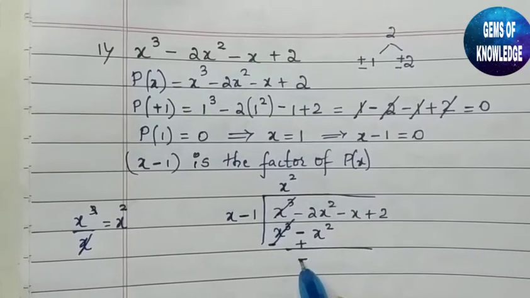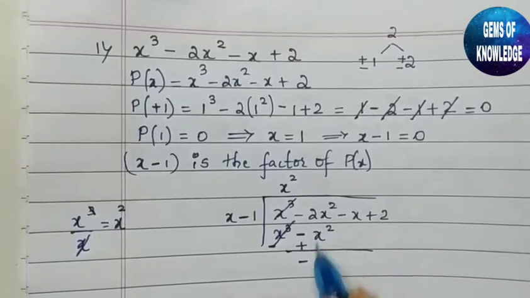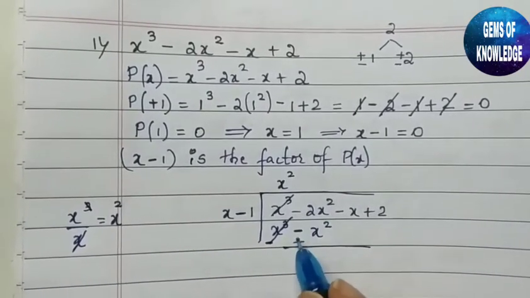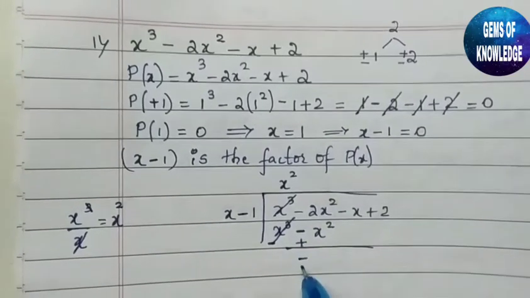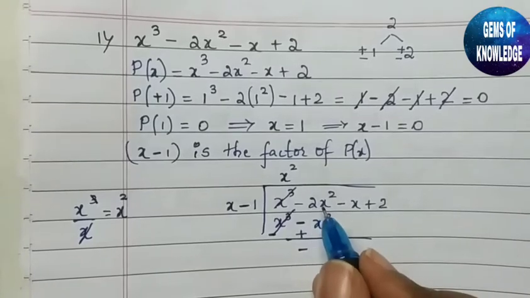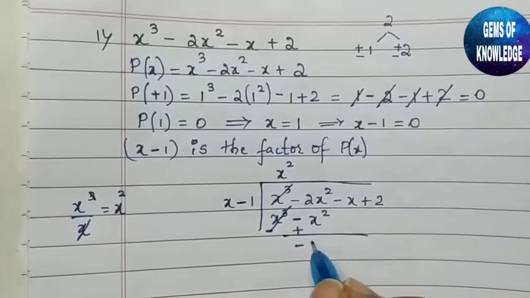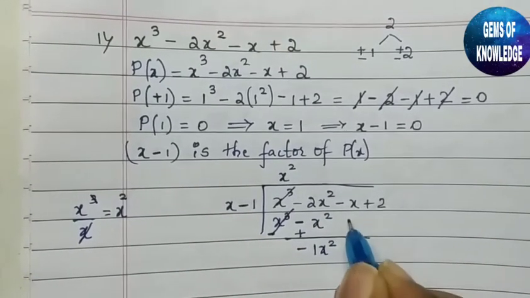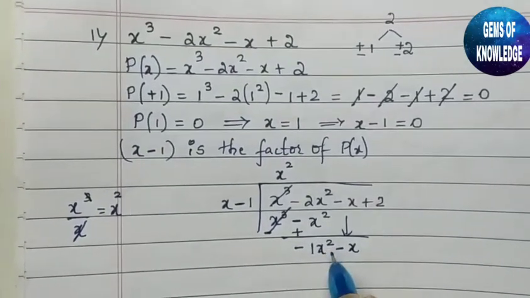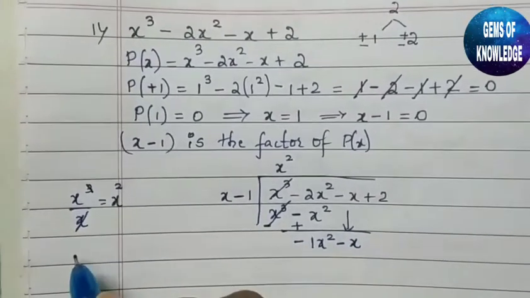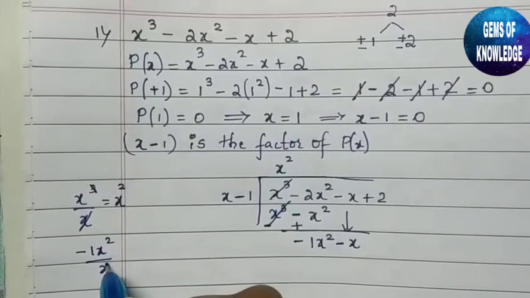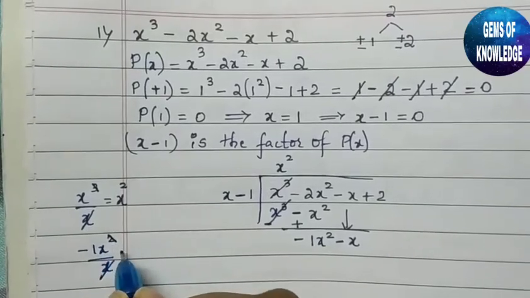So the greater number sign will be here, that is minus, and always we need to subtract. When two different signs are there, we need to put the greater number sign and always we need to subtract. 2x square minus x square is 1x square, and this minus x we are going to take it down. Now we are having minus 1x square divided by again this x. So x and 1x will be cancelled.